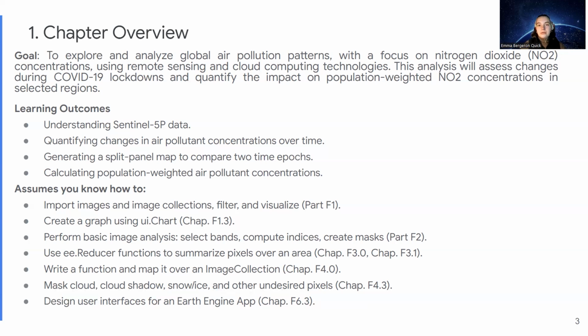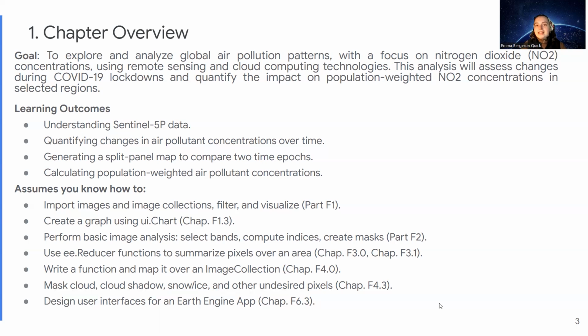Then you need to be able to use the reducer functions, which are used in most of the chapters because they allow you to summarize pixels over an area. You need to know how to write a function and map it over an image collection, mask clouds and other undesired pixels, and be aware of designing user interfaces for an Earth Engine app, which is in chapter F6. All of these things are important to know because I'm not going to go into much detail, and I'm assuming you know how to do this.